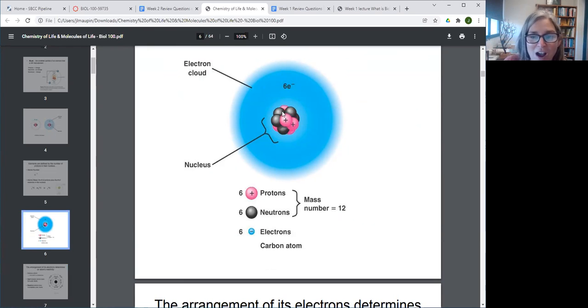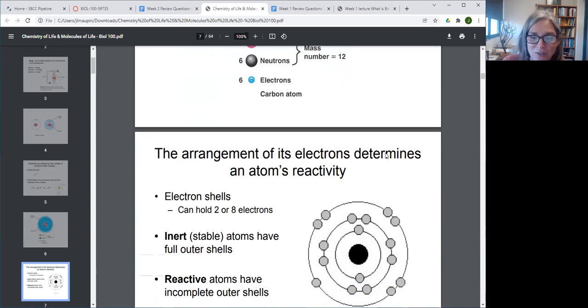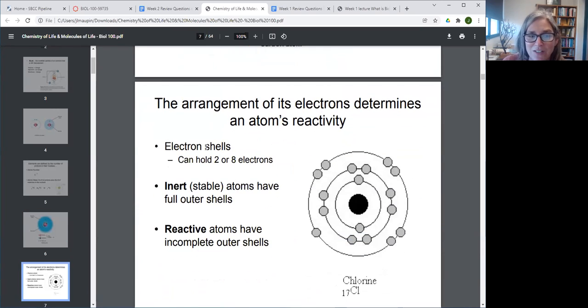But the electrons are not in the nucleus. They're not in the center. They are out here orbiting the nucleus in these electron clouds. So they're zipping around out here, these electrons are. But they are kind of arranged into what are called electron shells. So carbon has 6 electrons. 2 of those electrons are going to be close to the nucleus. So there's this innermost electron shell that holds 2 electrons.